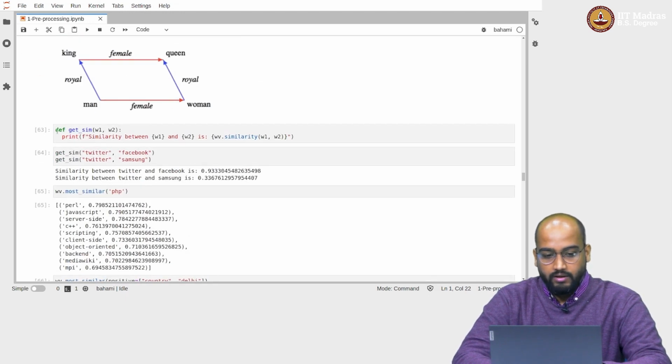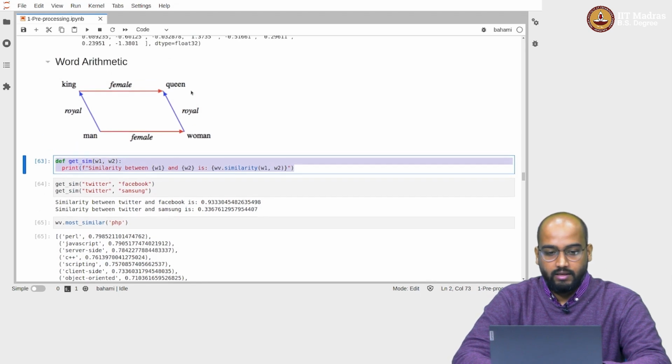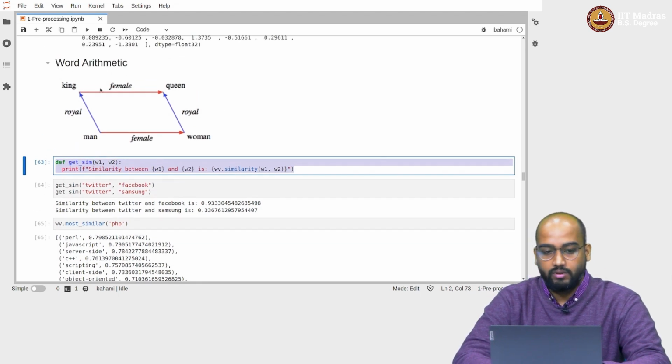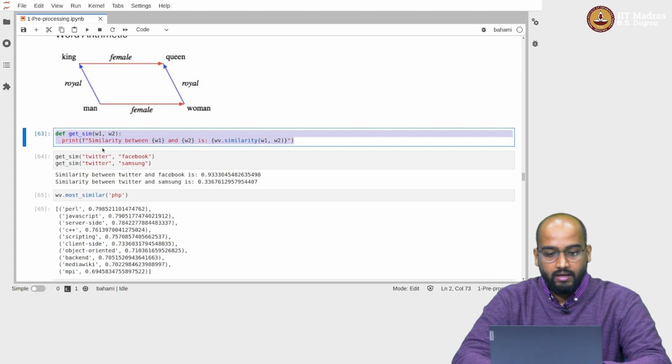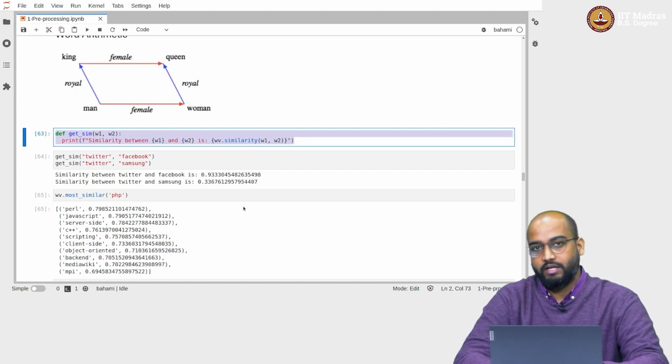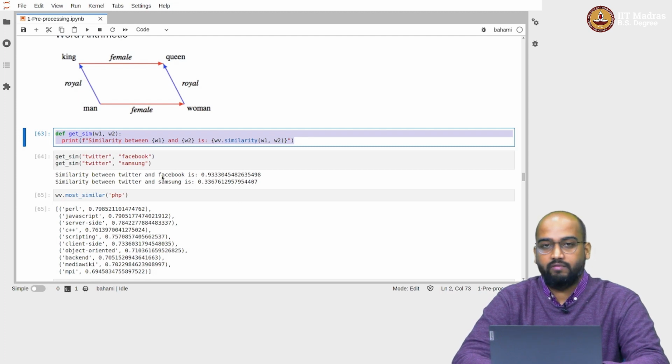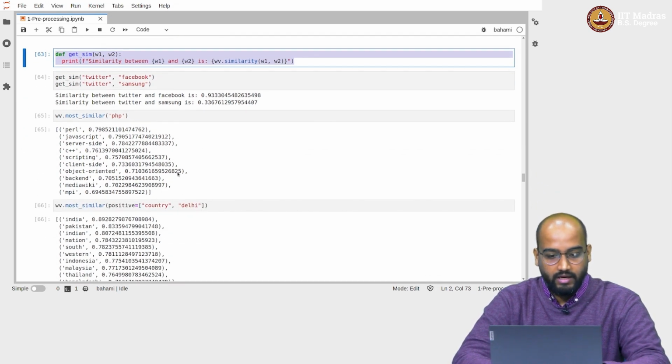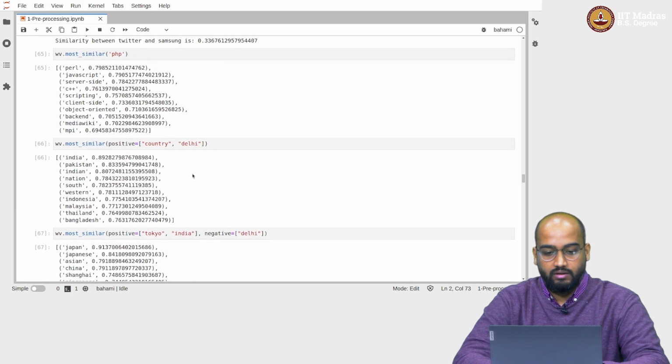So, as I said, using these word embeddings you can do very simple arithmetic, and you can get similarity between two words and stuff like that, right? So you can get, let's say, similarity between Twitter and Facebook, and Twitter and Samsung. You can see that Twitter is more similar to Facebook than Samsung, which intuitively makes sense, because Twitter and Facebook are social network platforms, and Samsung is, let's say, an electronics manufacturer. And there are a few more demonstrative examples.